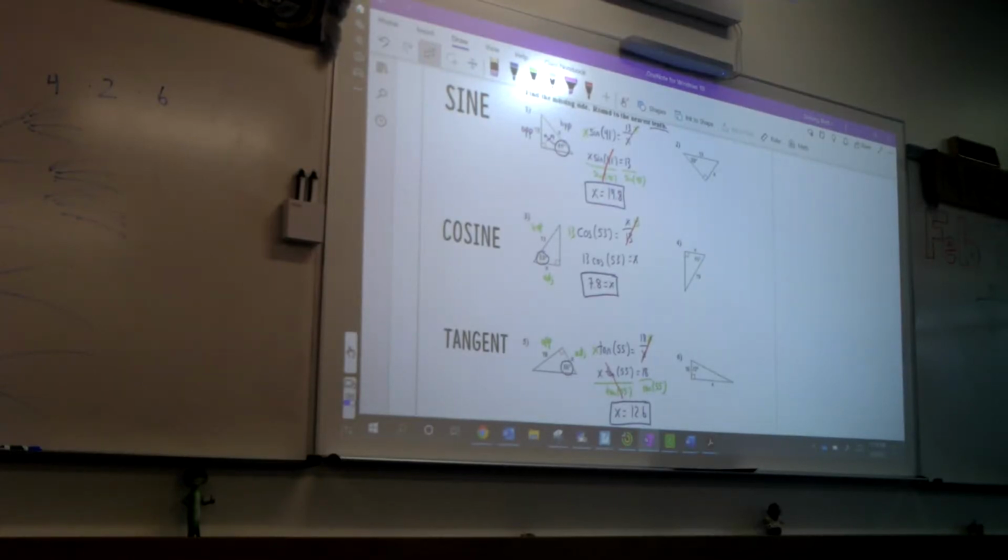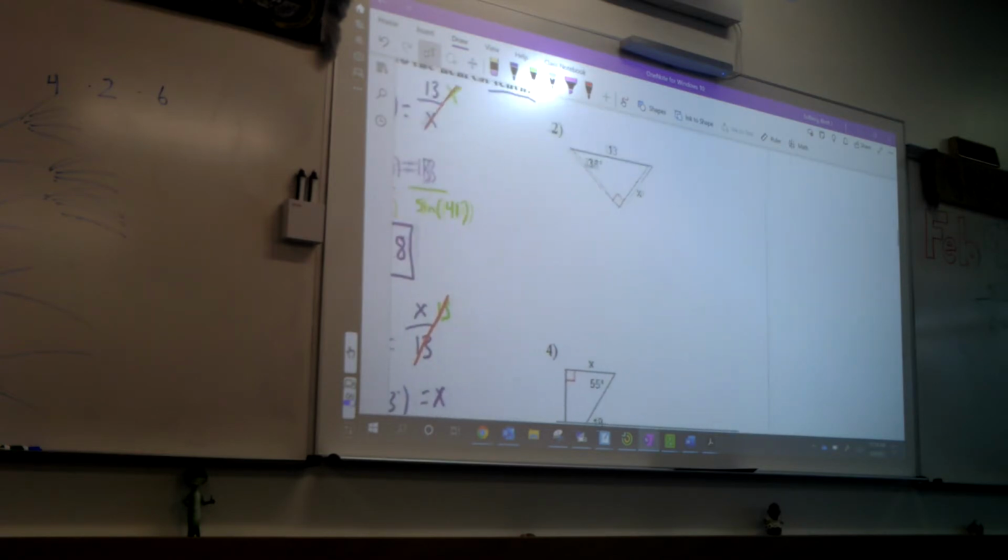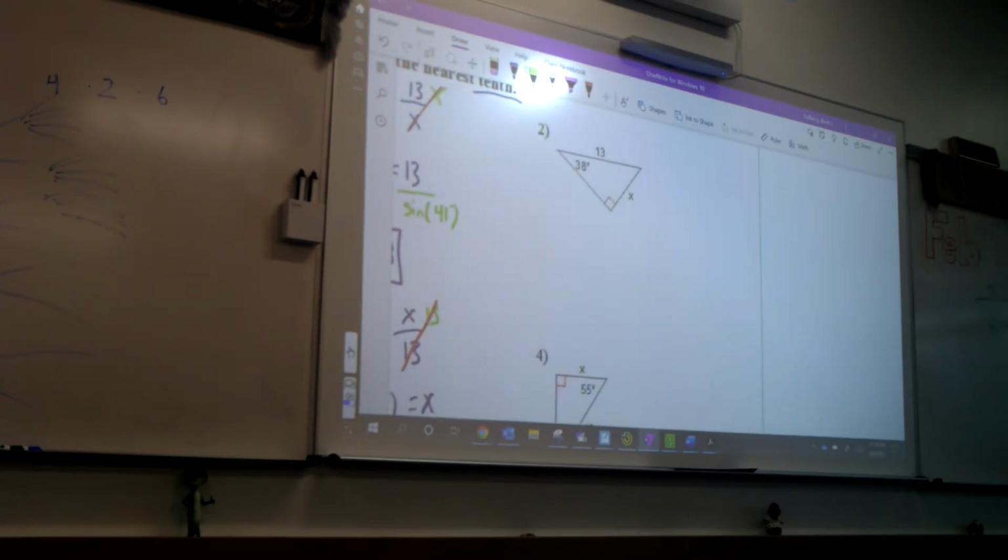Alright guys, let's see how you did on these three. I gave you a chance to get started on sine, cosine, tangent. If you didn't finish, don't worry about it. Let's just go over and see how you did. I'm going to change this to a darker color so hopefully people at home can see it a little better. Okay, so let's look at number 2.